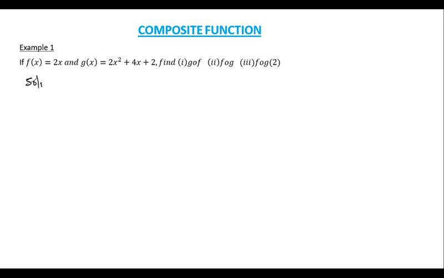So we write solution. The first aspect is telling us to find what? g of f. For us to find g of f, it means we substitute the function f into the entire function g. What do I mean by this? The function g is given to us by 2x squared plus 4x plus 2.